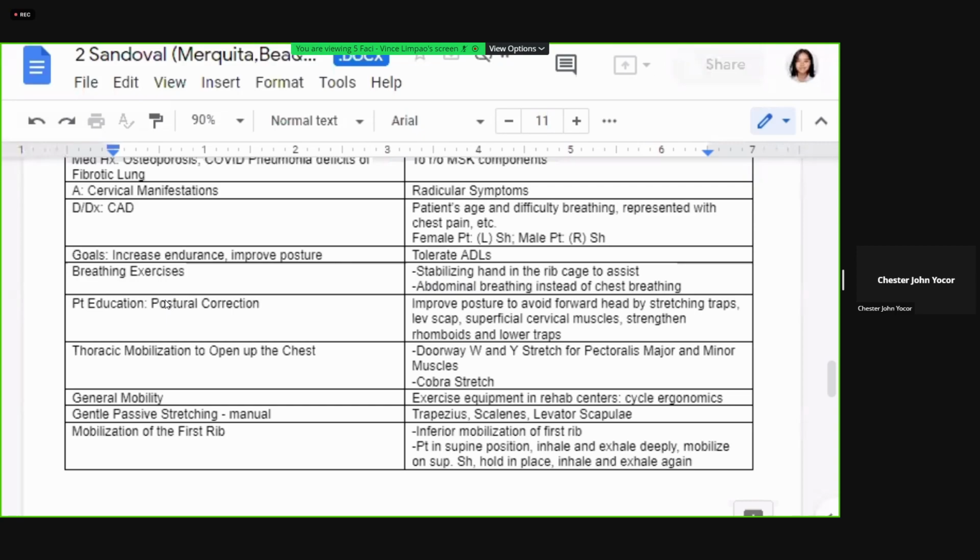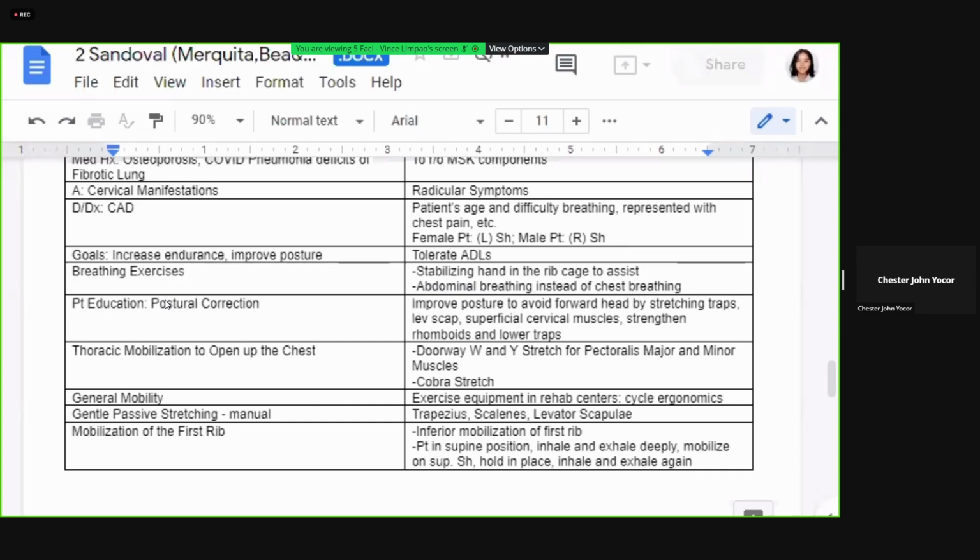And for mobilization, so we could mobilize the first rib and the second rib for this one. And we can also mobilize the thoracic area. Then afterwards, we can already teach some proper breathing techniques with this one. So we've talked about focusing on abdominal breathing to correct it.